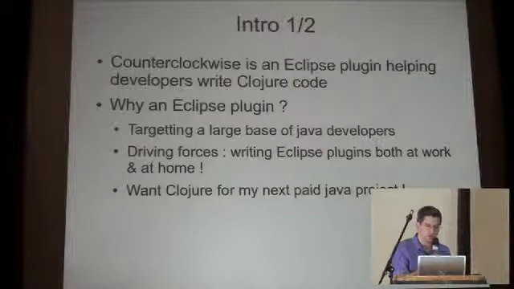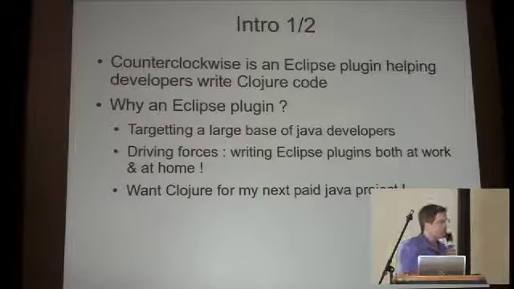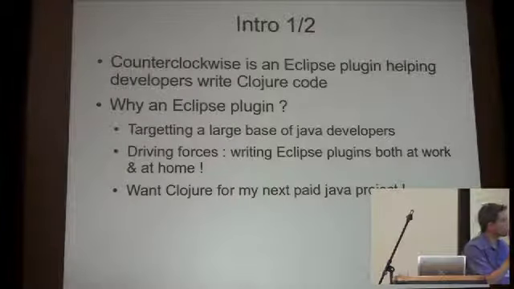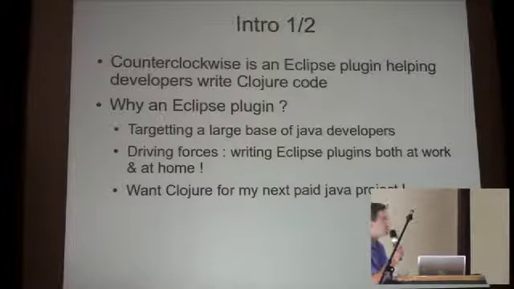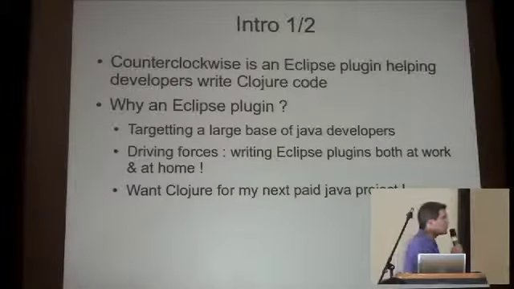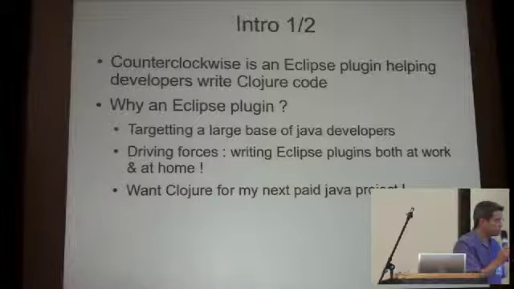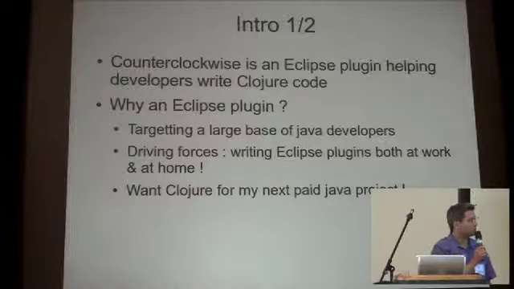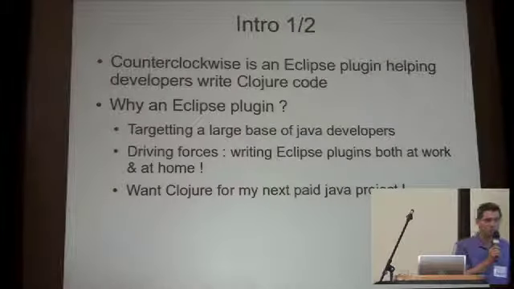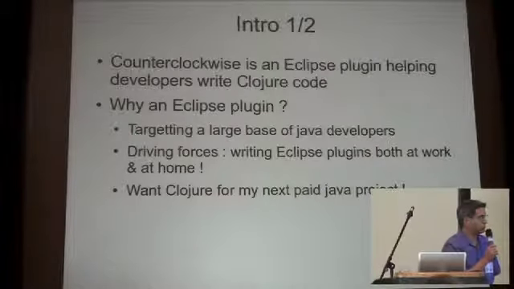So, 2 slides for introducing more. Counterclockwise is an Eclipse plugin helping developers write Clojure code. Why an Eclipse plugin? And why me? So, because I want to target a large base of Java developers, and I want to make it possible for me to develop Clojure on my next paid Java project. And so I decided to do it.